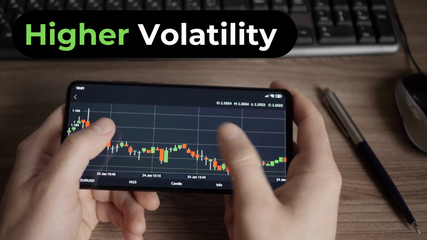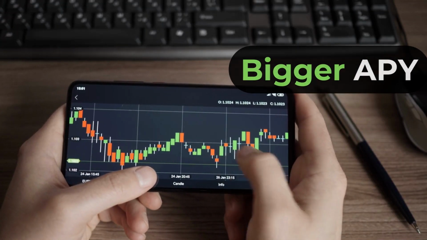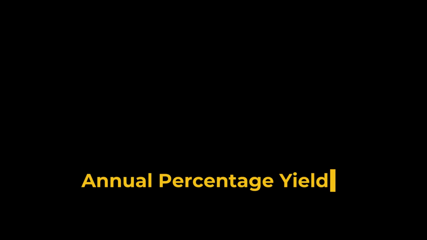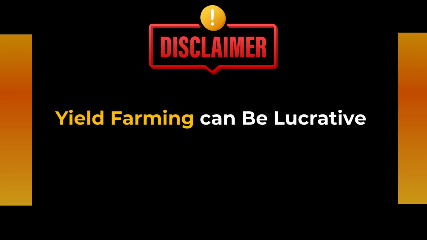The higher the volatility, the bigger the APY that you will receive. APY stands for Annual Percentage Yield. As a disclaimer, yield farming can be very lucrative, but you should be aware of impermanent loss.